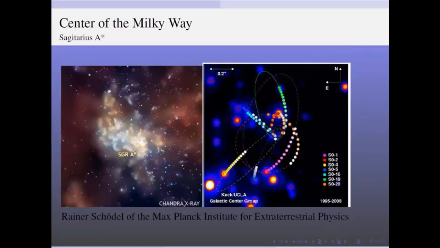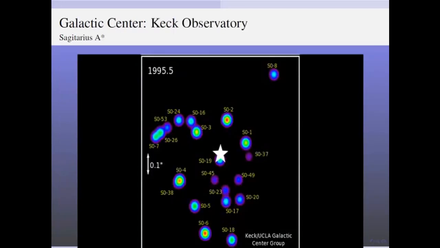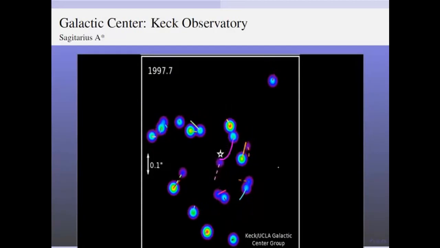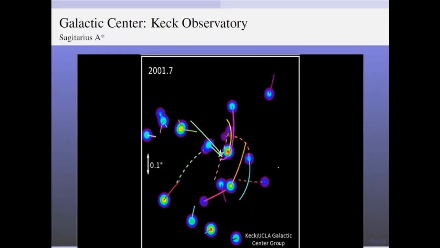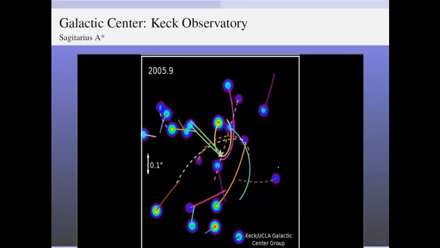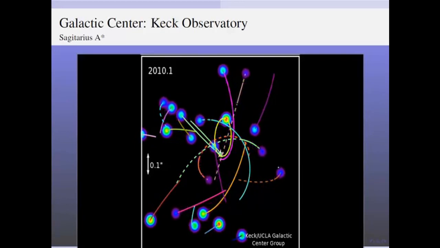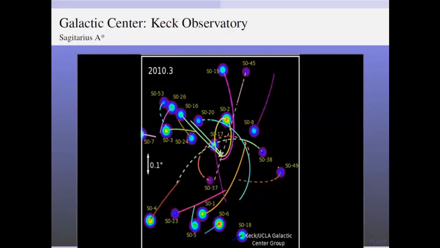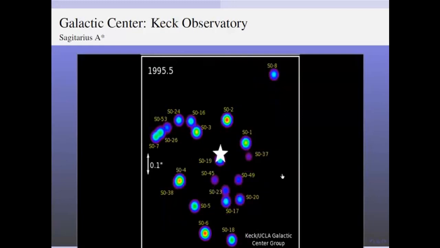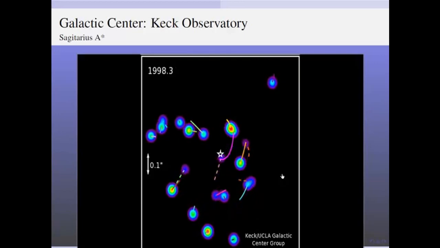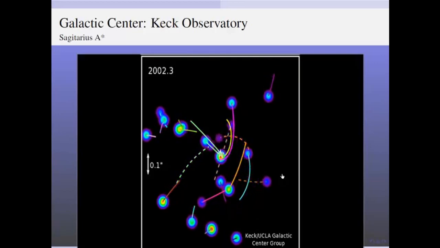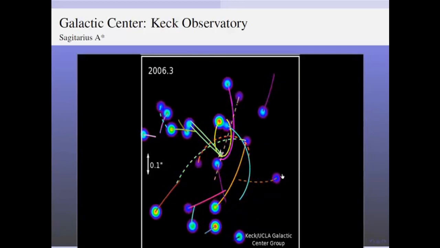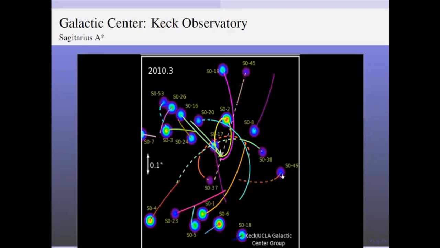And this is a really cool video of these things orbiting around. This is over the course of different years, 2007, 2008, 2009. And that's what we've seen before. Let's take another look at that. Pretty cool. These are all the stars that we've seen moving around Sagittarius A star.